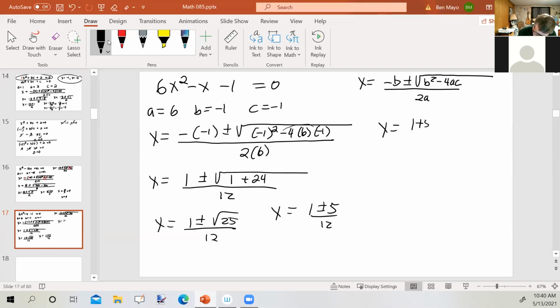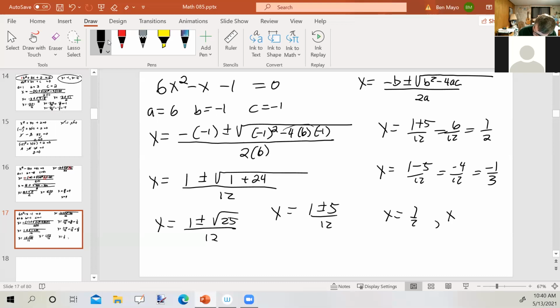So x equals 1 plus 5 over 12, which is 6 over 12, or 1/2. X equals 1 minus 5 over 12, which is negative 4 over 12, or negative 1/3. So x equals 1/2, and x equals negative 1/3. Any questions about that one? All righty.